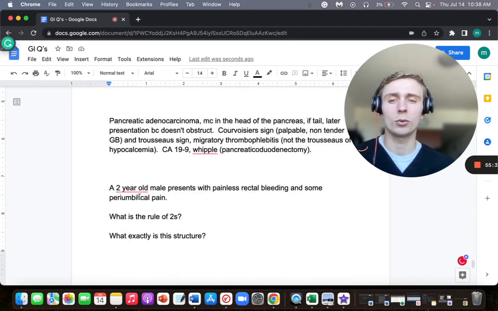Okay. Next question is a 2-year-old male. So a 2-year-old male presents with painless rectal bleeding and some periumbilical pain. So what is that? A little bit general. 2-year-old male, painless rectal bleeding, and some periumbilical pain. What is the rule of 2s? Which kind of gives it away if you know what the rule of 2s are. And what exactly is the structure that's going on here? What structure is being problematic?